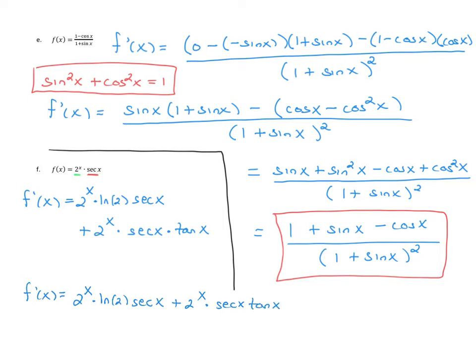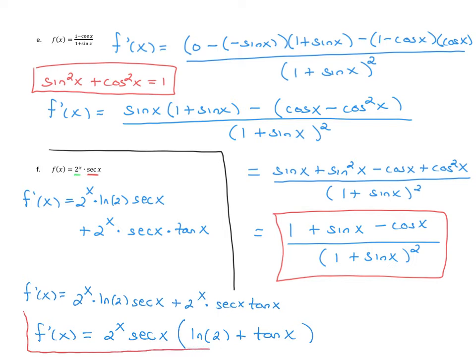And if you want to factor, you can. It looks like from both terms we can take out a 2 to the x and a secant of x. And what is left over is the natural log of 2 plus tangent of x. I don't really think one is better than the other, but I'll put this as my answer here.